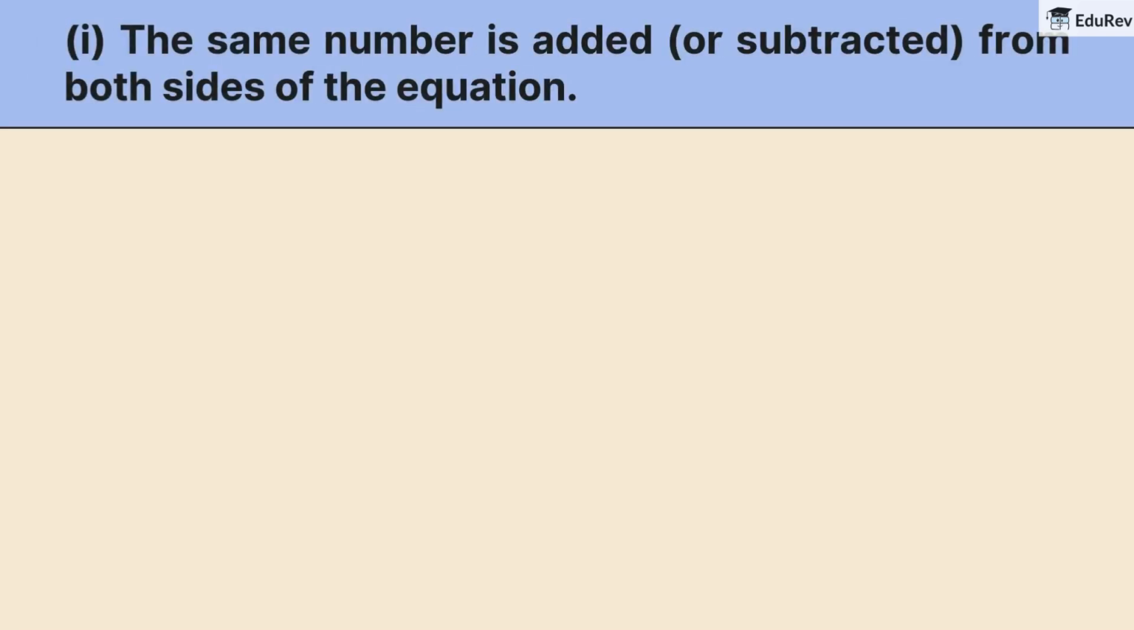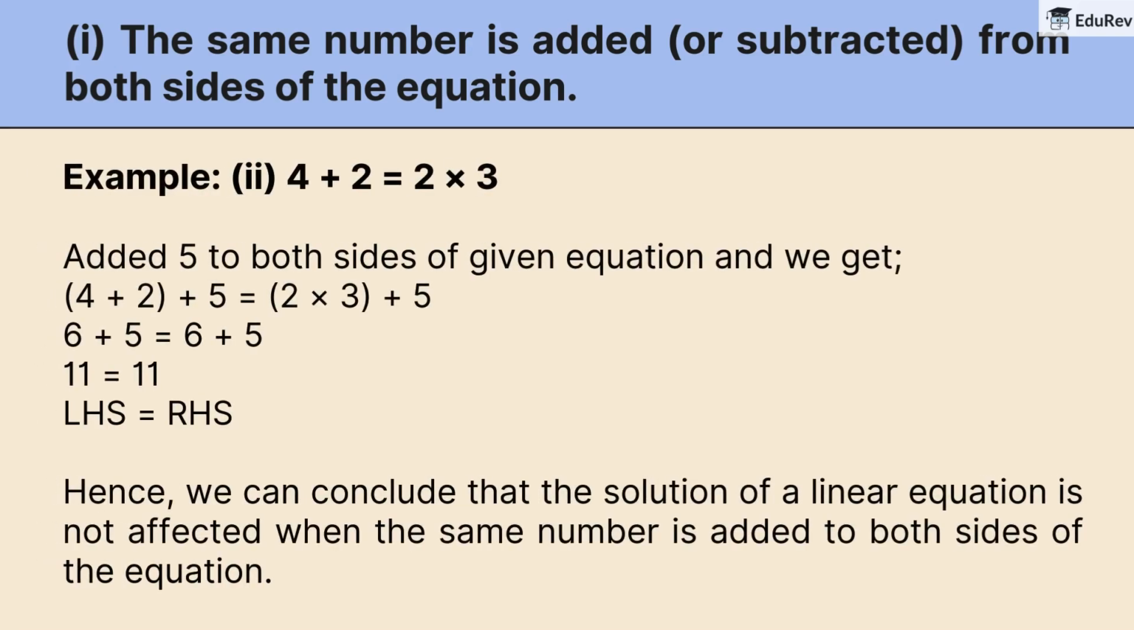Similarly, if we add the same number to both sides, for example, adding 5 to both sides of 4 plus 2 is equal to 2 times 3 gives us 4 plus 2 plus 5 is equal to 2 times 3 plus 5, leading to 6 plus 5 equals 6 plus 5, or 11 is equal to 11.